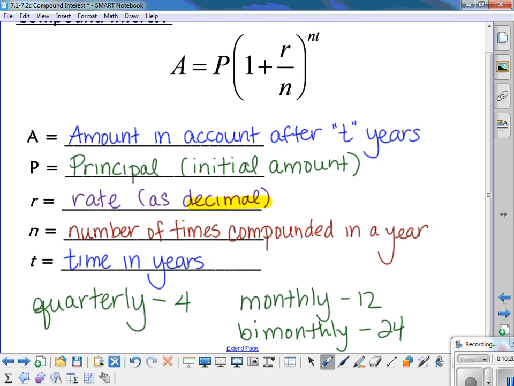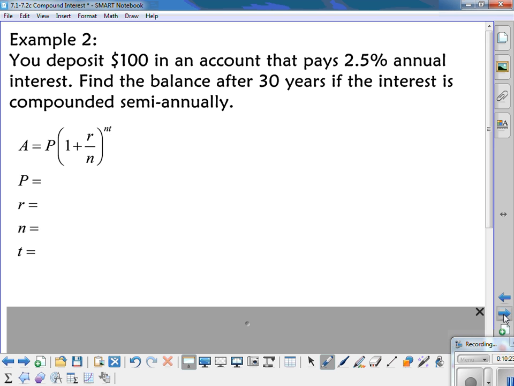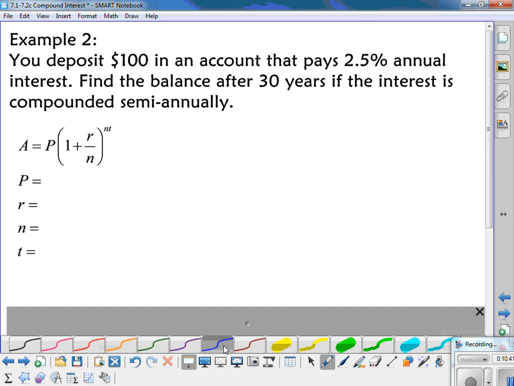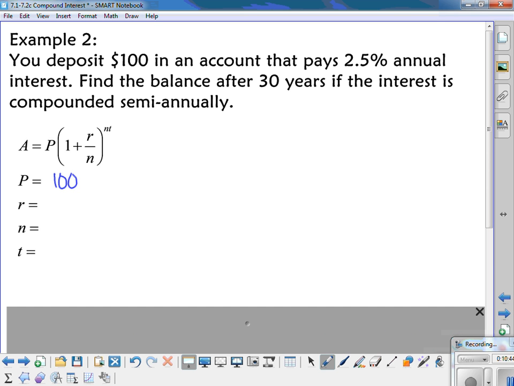All right, so let's do a problem that involves compound interest. We deposit $100 in an account that pays 2.5% annual interest. And we're going to find the balance after 30 years if the interest is compounded semi-annually. So my principal, that's my initial amount. What am I putting in the bank? $100. And what's the rate that they're going to pay me? 2.5%. But what do I have to do to that? Make it a decimal. So it's 0.025. And how many times a year are we going to be compounding? Twice, semi-annually. And then finally my time is 30 years.